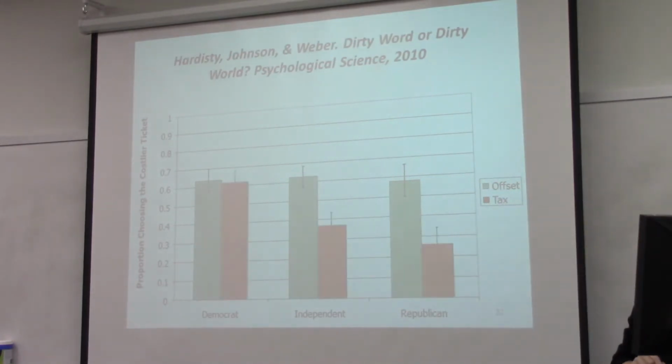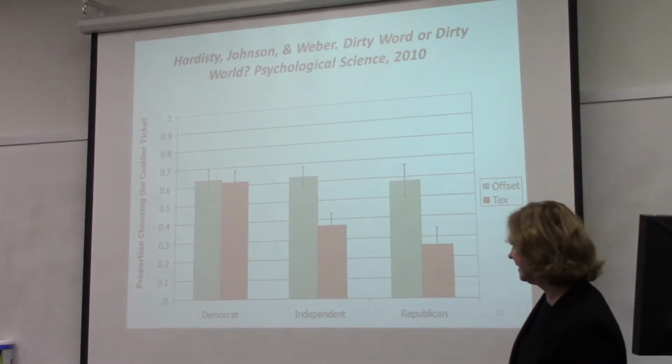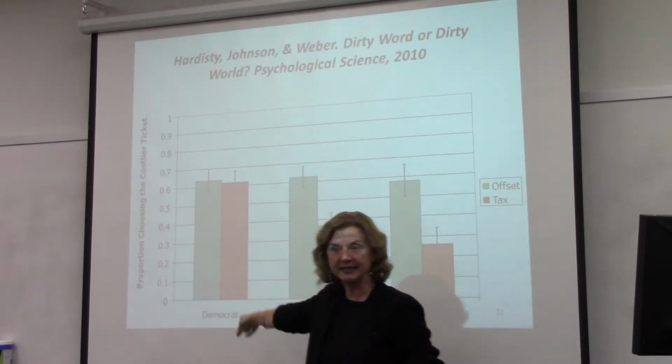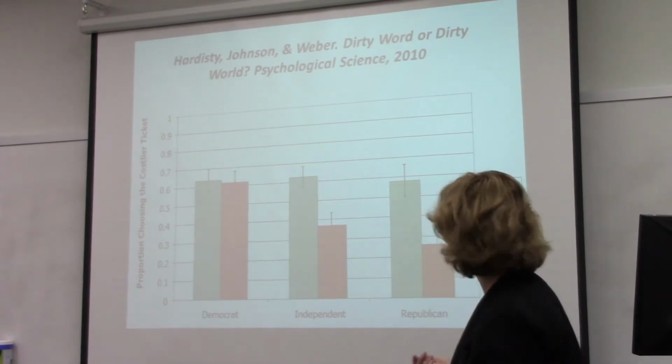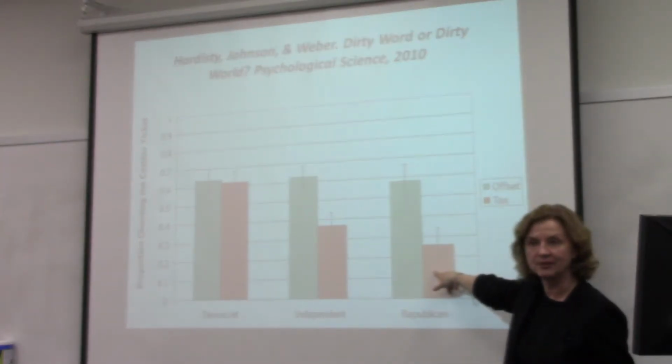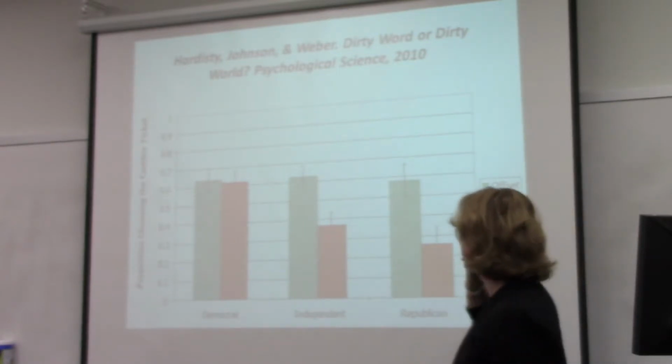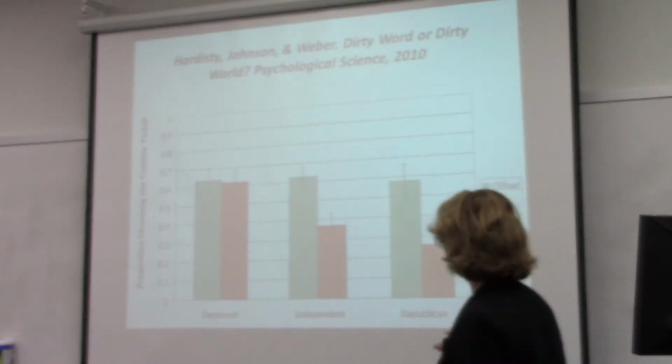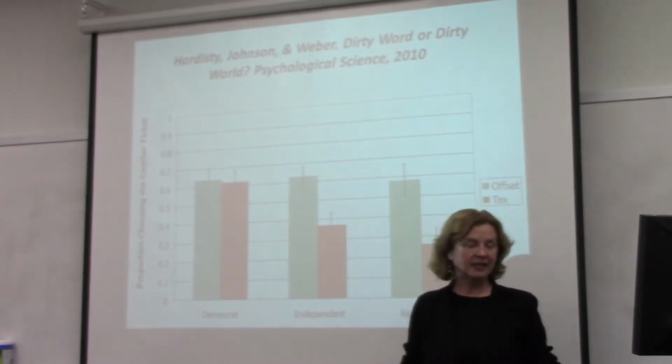So when we call that a carbon tax, it doesn't matter to the Democrats. They're just as likely to buy the inclusive ticket that has the user fee. But for Republicans, it goes down to something like 27%. It's a huge difference in uptake. And the independents are halfway in between.